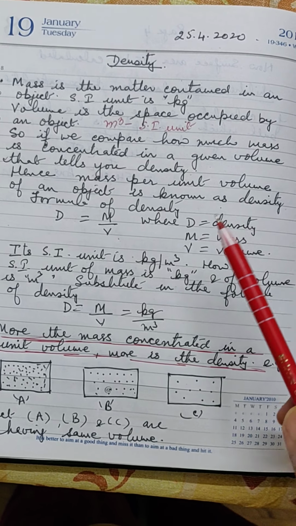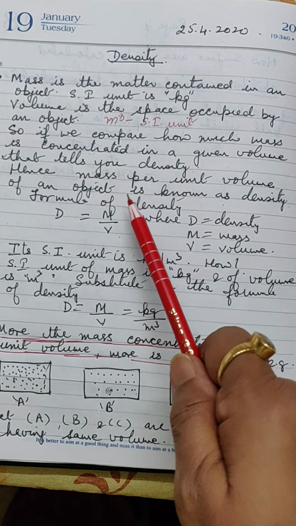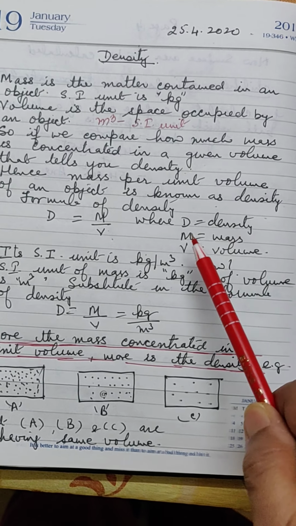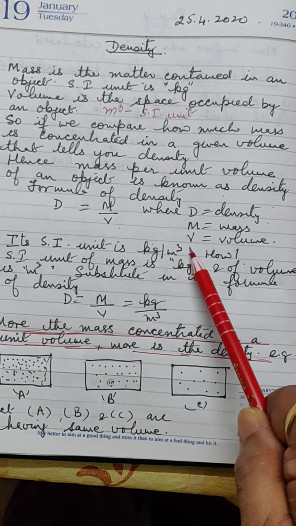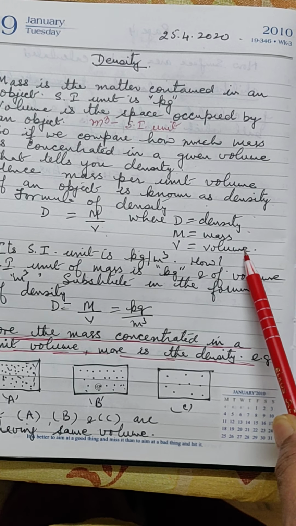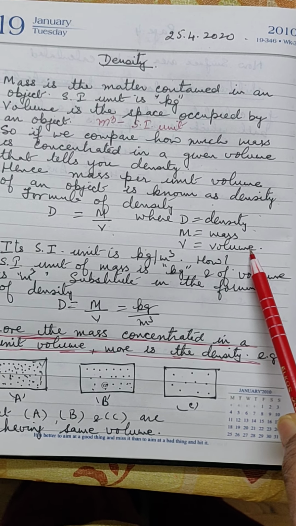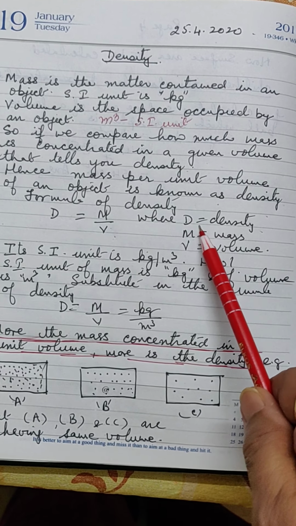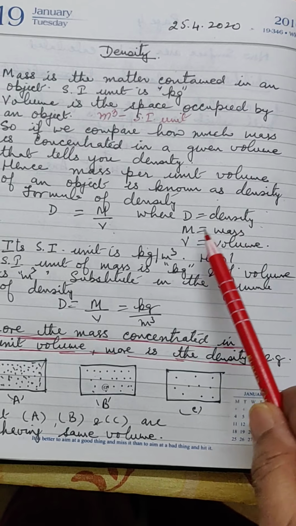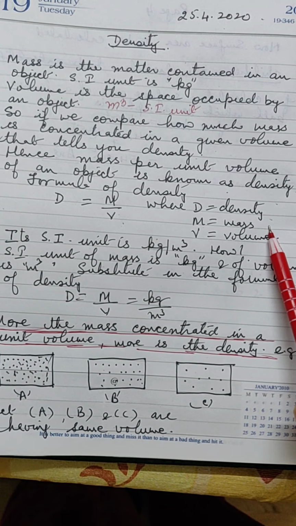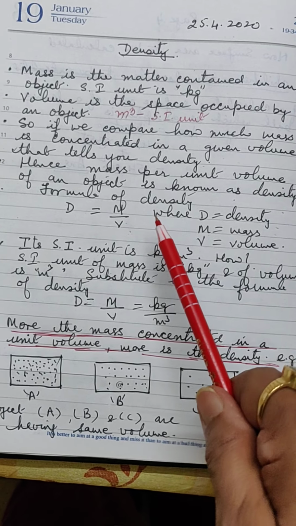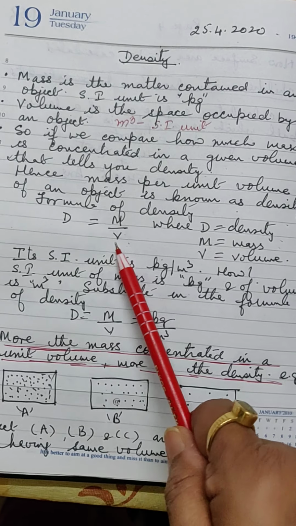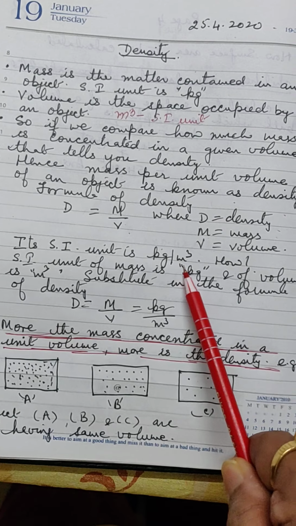So density formula is mass upon volume, where D stands for density, M is the symbol for mass, V is the symbol for volume. I repeat again, density is equal to mass upon volume, and these are the symbols. D is density, M is mass, V is the volume. Now it's a measurable quantity. It's a physical quantity we call, so it is a measurable quantity. Its SI unit is kg per meter cube.